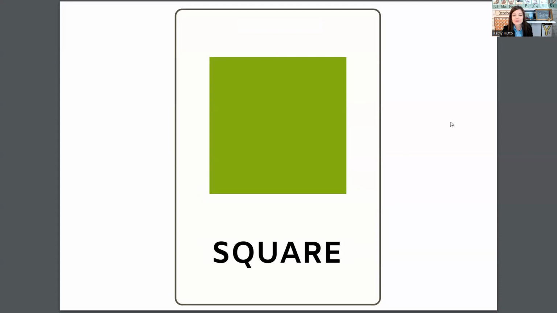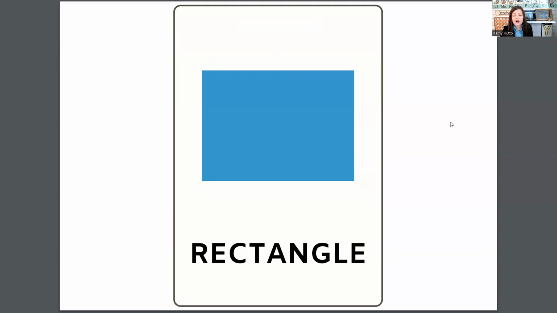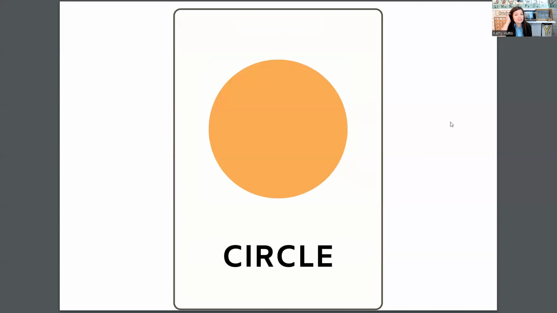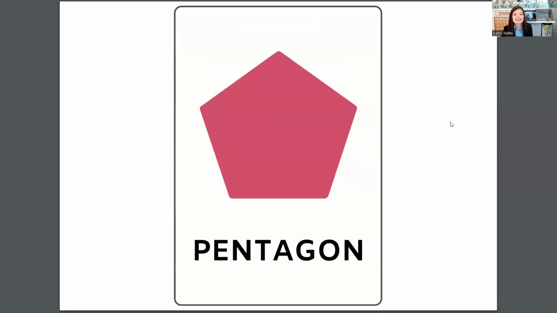No. What is this shape? It's a square. Is this shape a rectangle? Yes, it is a rectangle. Is this shape a heart? No. What is this shape? It's a circle. Is this shape a trapezoid?